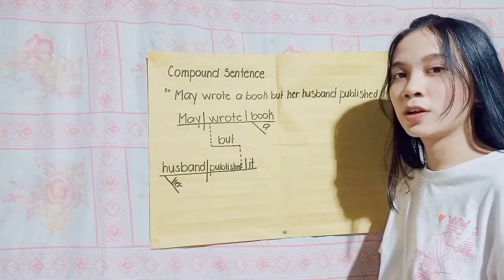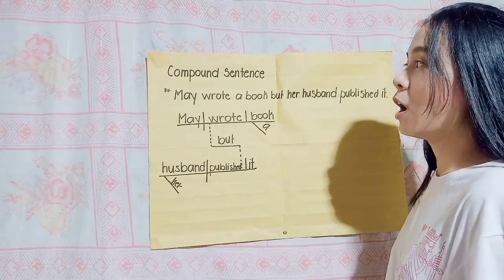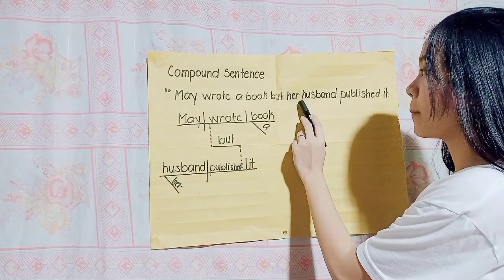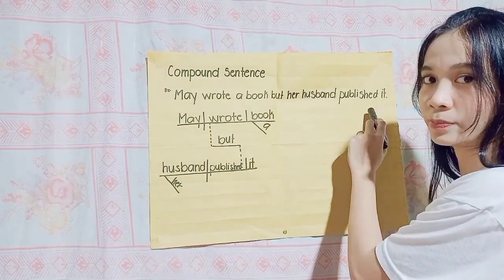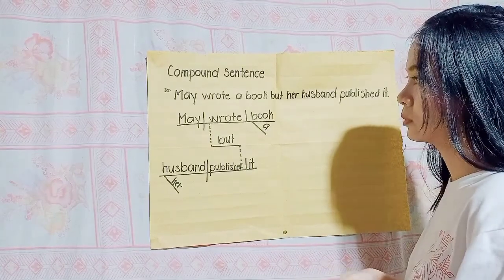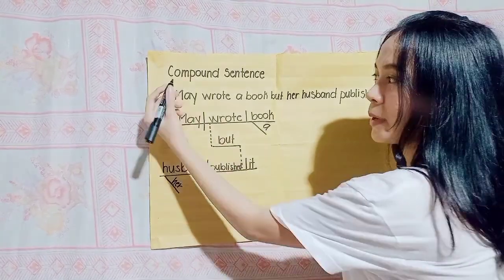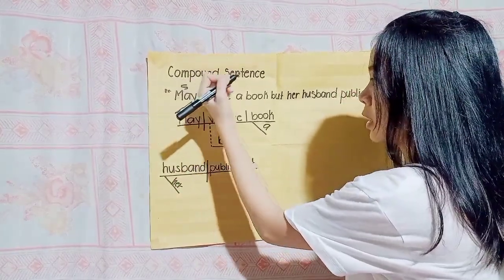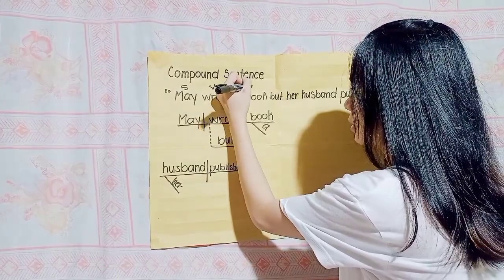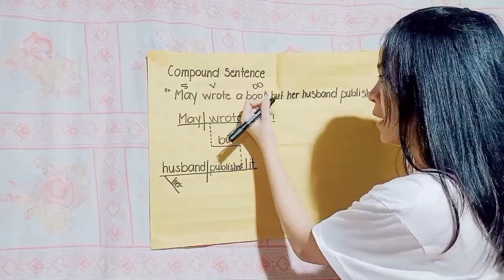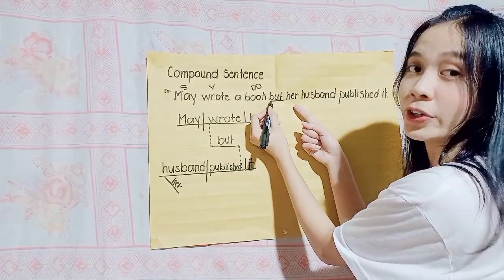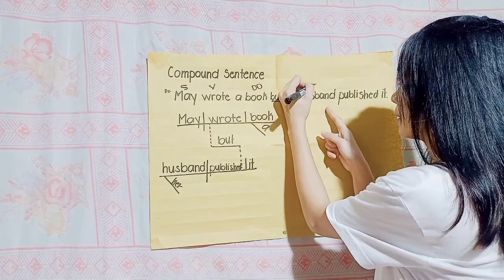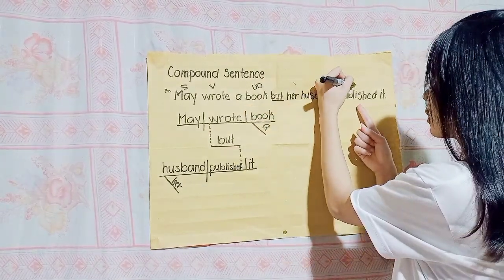So here's our example of the compound sentence. May wrote a book, but her husband published it. So May is the subject. Who wrote a book? But is our coordinating conjunction. Her husband published it.